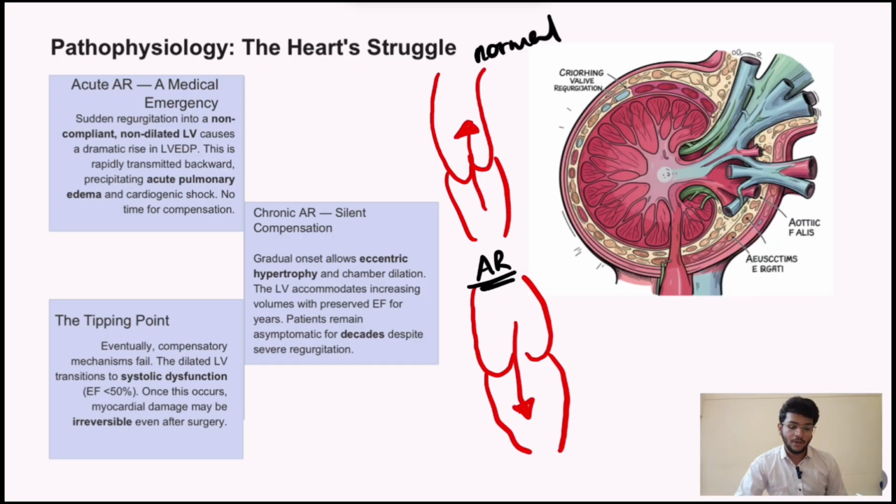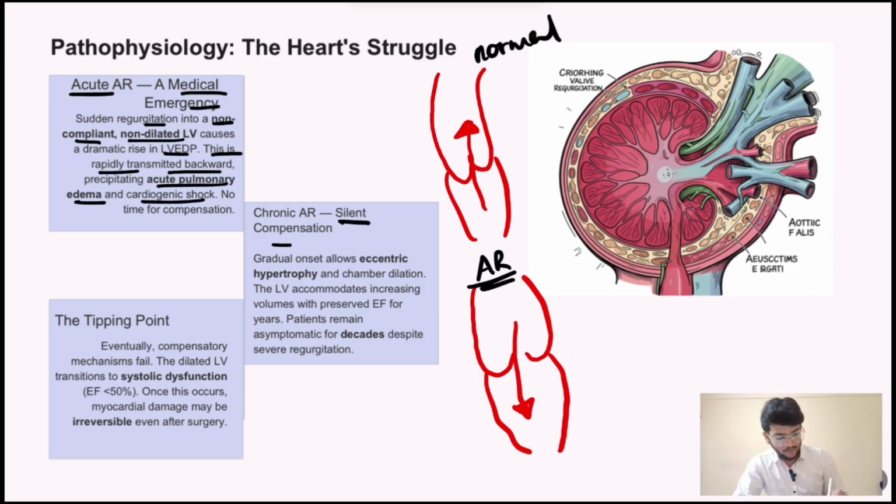Let us see the pathophysiology behind aortic regurgitation. Acute aortic regurgitation is a medical emergency. Sudden regurgitation into a non-compliant and non-dilated LV causes a dramatic rise in left ventricular end-diastolic pressure. This is rapidly transmitted backward and causes acute pulmonary edema and cardiogenic shock. There is no time for compensation.